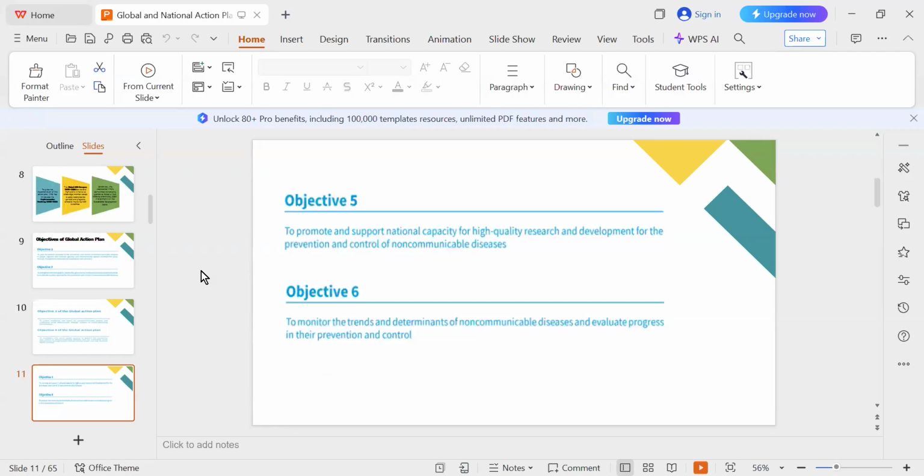The fifth objective is to promote and support national capacity for high-quality research and development for the prevention and control of non-communicable diseases. And the sixth objective is to monitor the trends and determinants of non-communicable diseases and evaluate progress in their prevention and control.